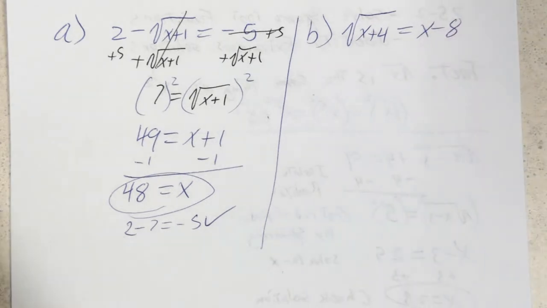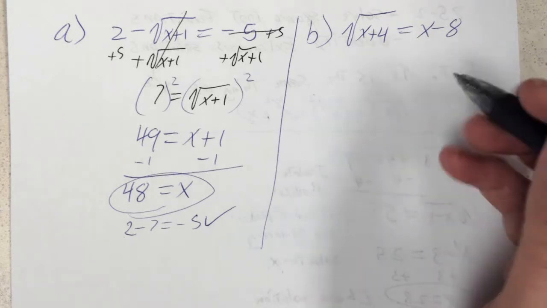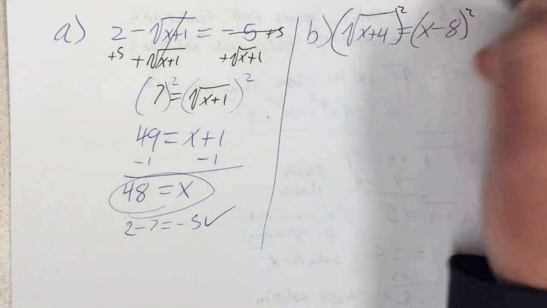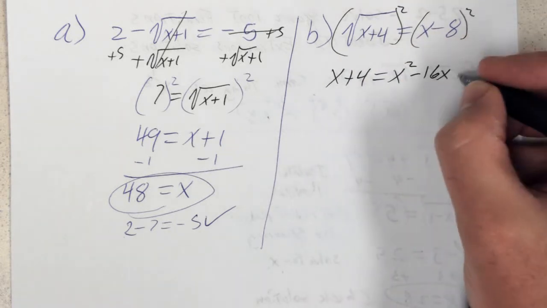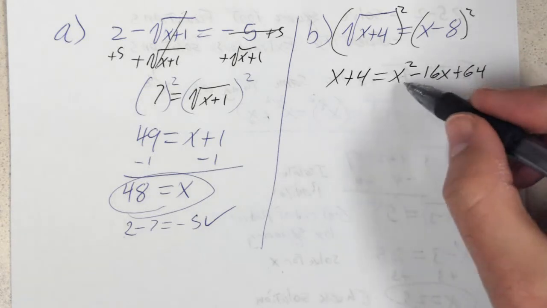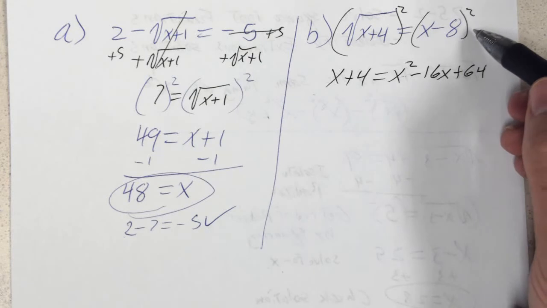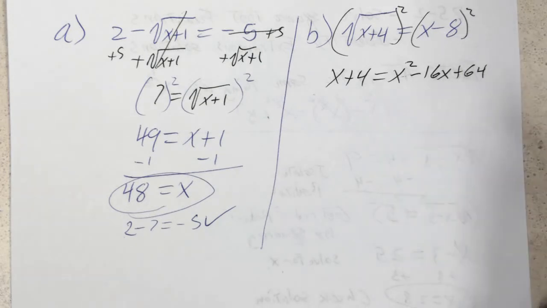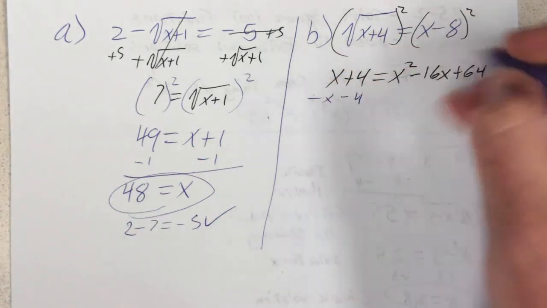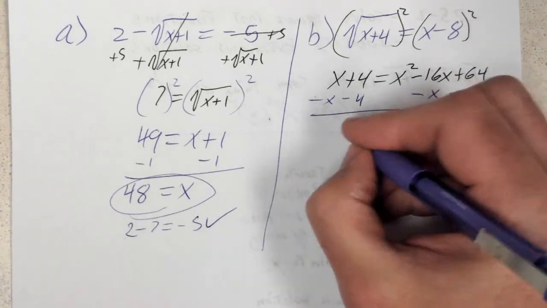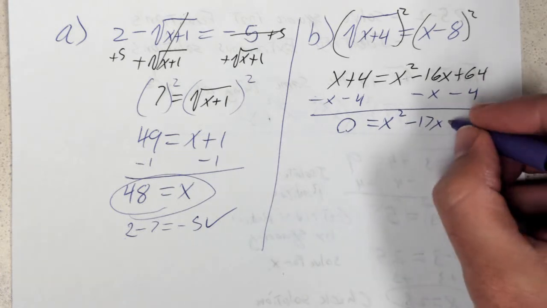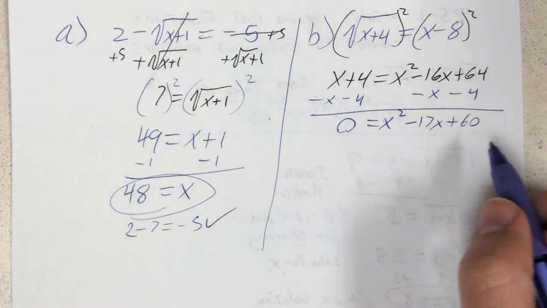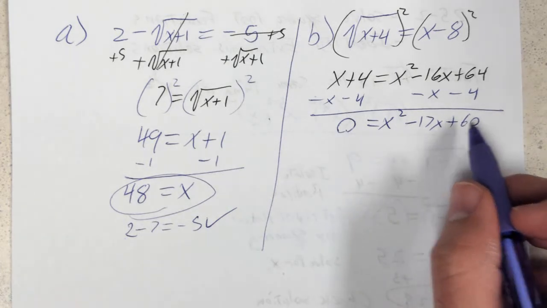All right, this one, the radical's already isolated, so our first step is just to square. So x plus 4 is equal to x squared minus 16x plus 64. If you want to know how we get here, go back and take x minus 8 and square it. X minus 8 times x minus 8 gets you here. We want to take here and do minus x minus 4, minus x minus 4, 0 is equal to x squared minus 17x plus 60.